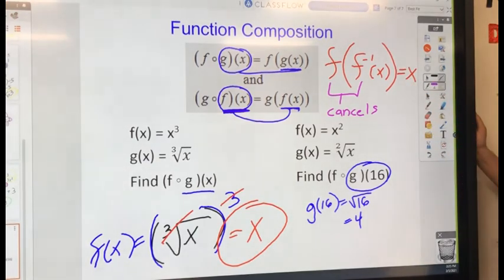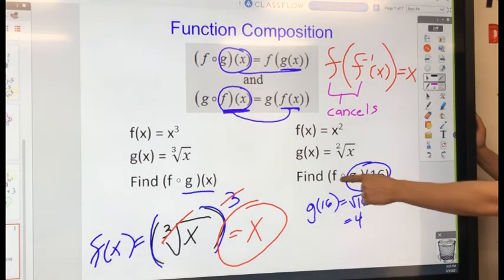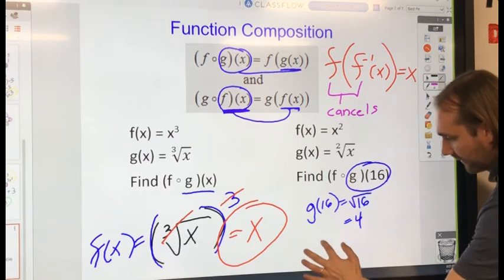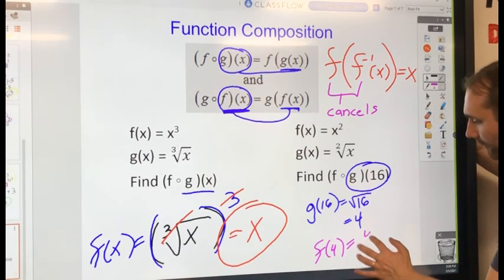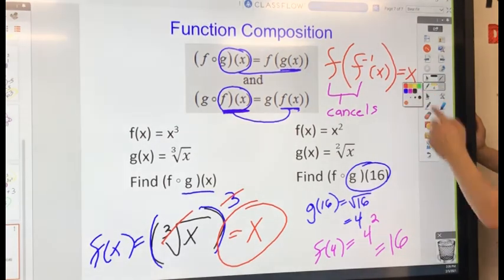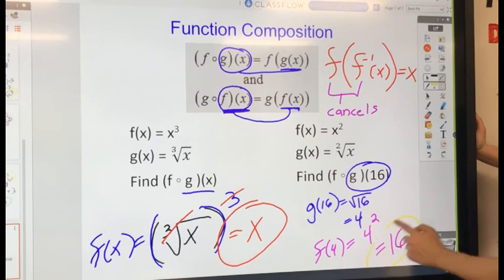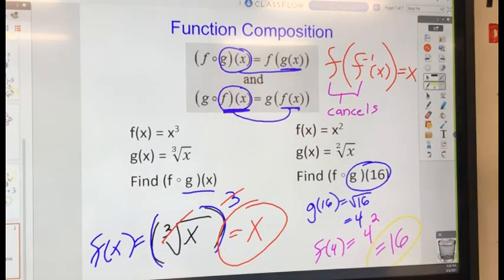Now what am I going to do with 4? I figured out what this is. Now I need to put it inside f. So I'm finding f of 4, which is 4 squared, which is 16. So if you didn't remember this rule, where a function inverse inside of a function cancels, then you could work this out and get the same solution: 16.